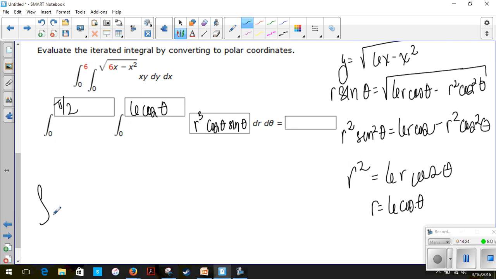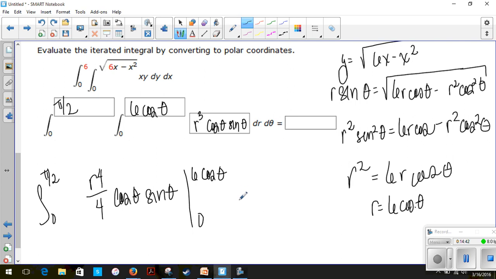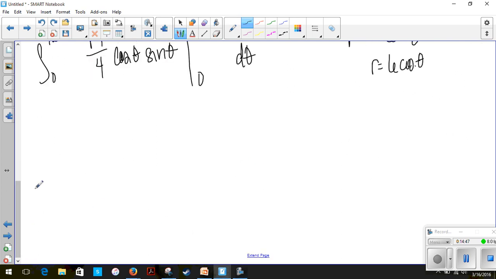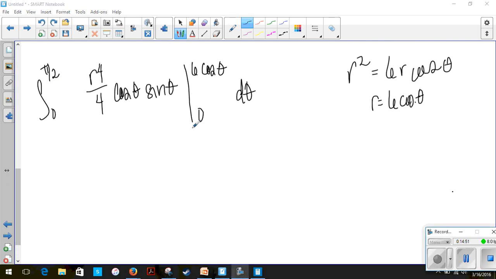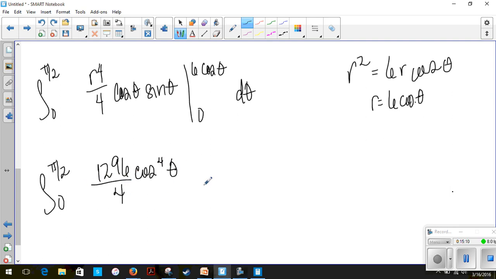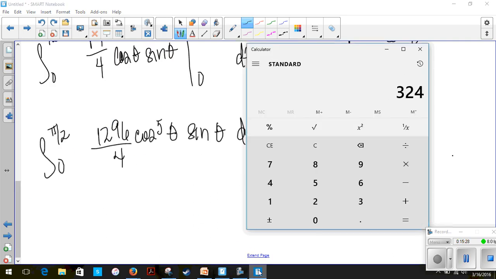And we need to do this one too. More big numbers. I guess I'm going to have to open up my calculator. So let's see. r to the 4th over 4 again, cos theta sine theta from 0 to 6 cos theta, d theta. Okay. Let me get my calculator. So we have 6 to the 4th, which is 1296. Cos to the 4th theta over 4, then another cos, so I'm going to do this right now. Make it a 5th, sine theta d theta. 1296 divided by 4, 324. Let's pull it out.